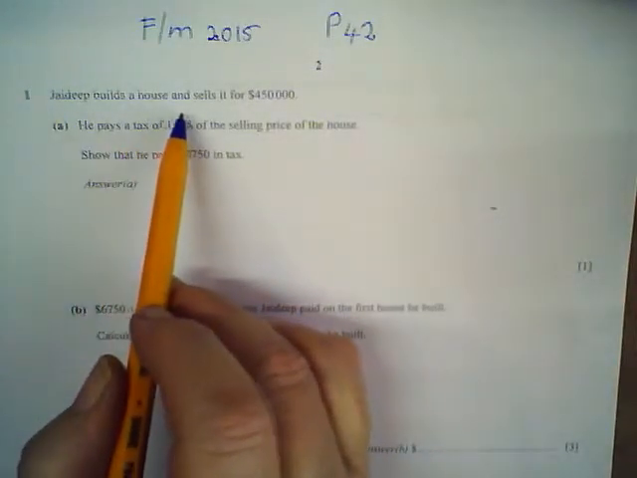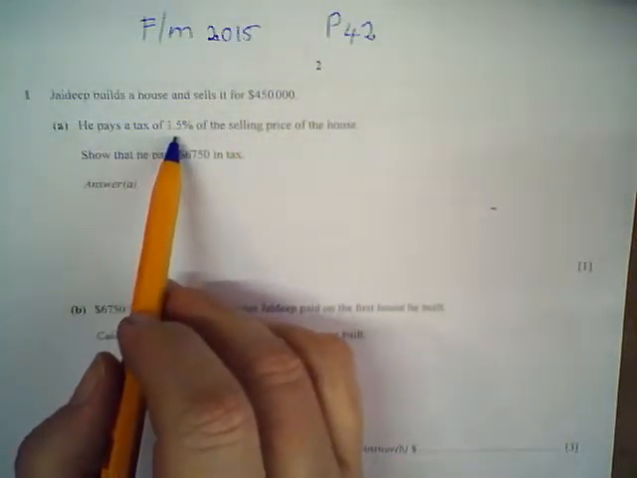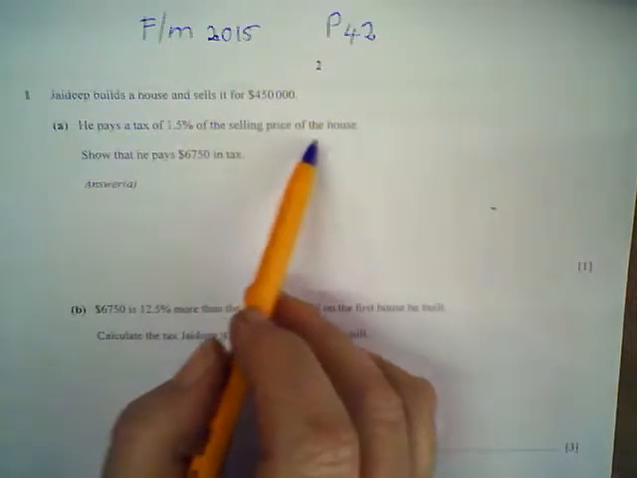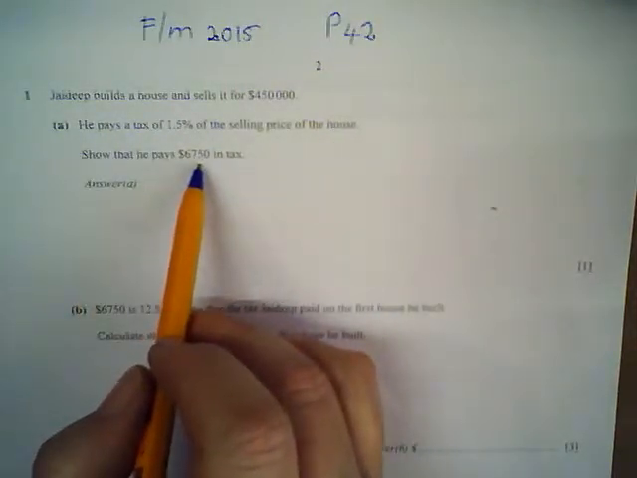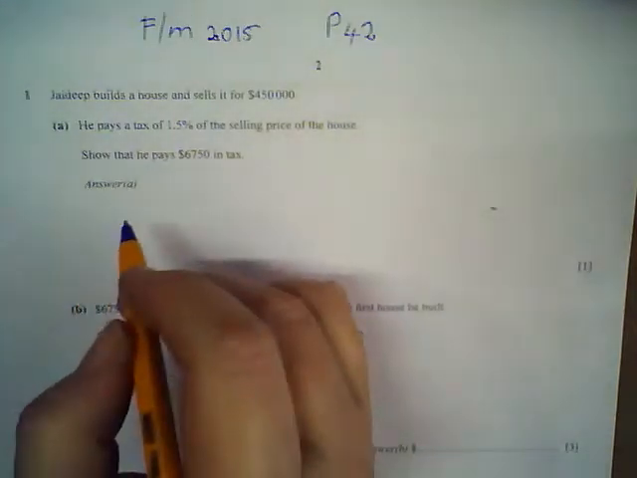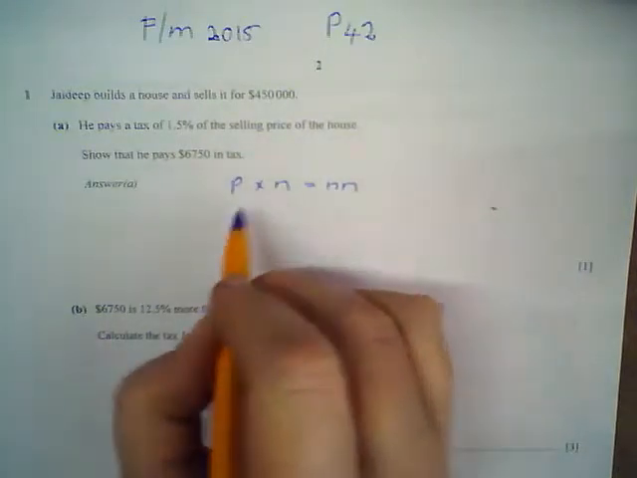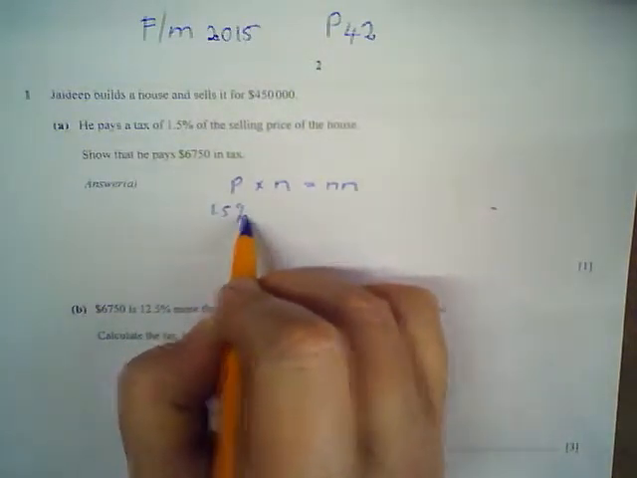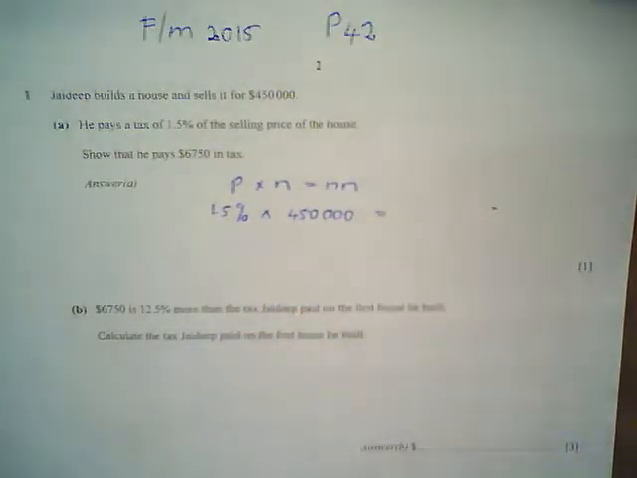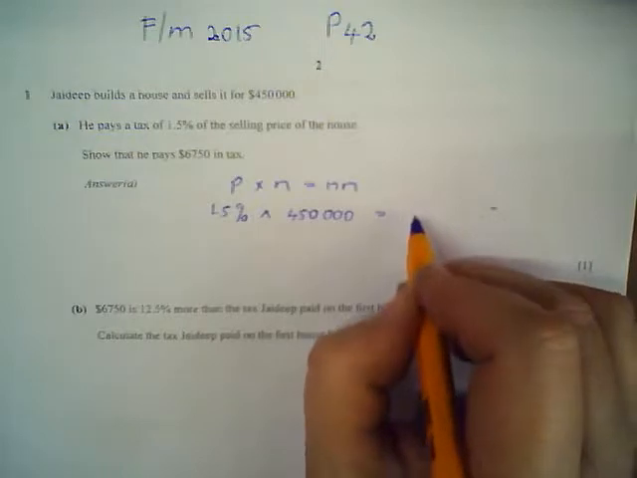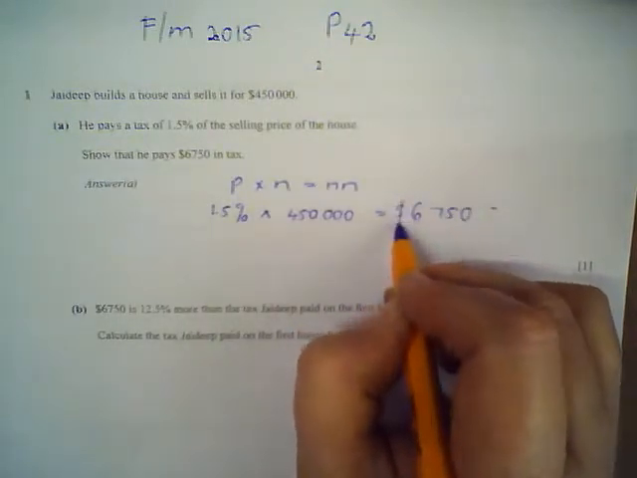Jacob builds a house and sells it for 450,000 Rand. He pays a tax of 1.5% of the selling price of a house. Show that he pays 6,750 in tax. Okay, how would we do it? We just know that the percentage of a number equals another number, and we have 1.5% of 450,000, and if I tap that into my calculator, I get 6750, and that's exactly what they wanted.